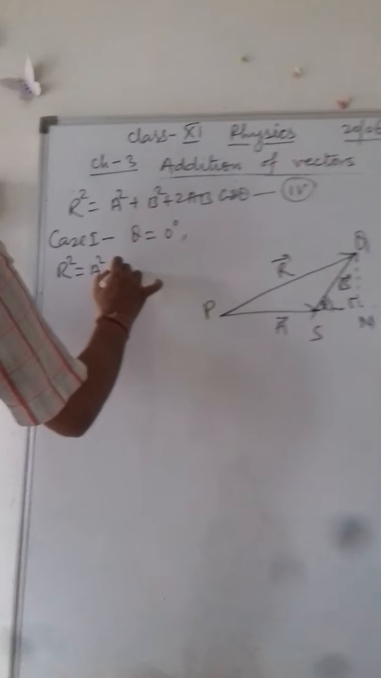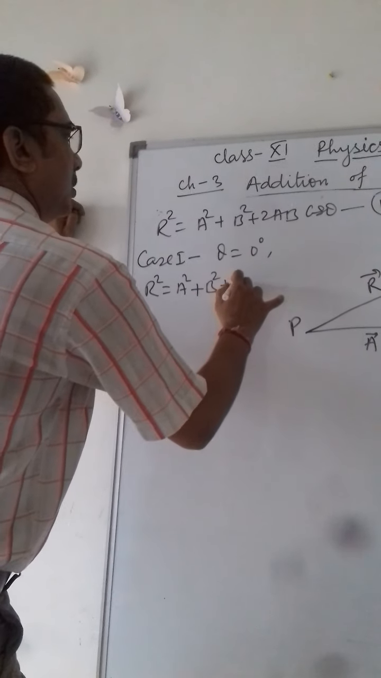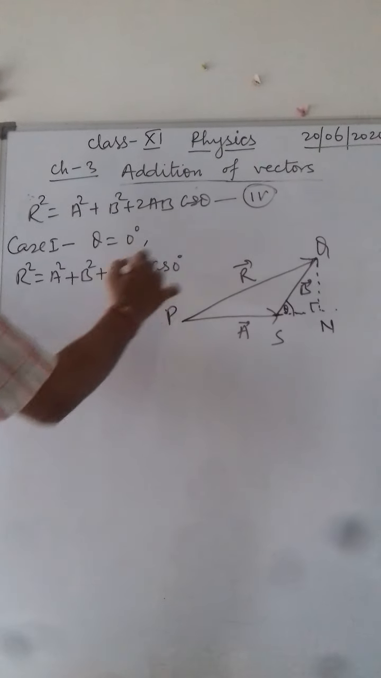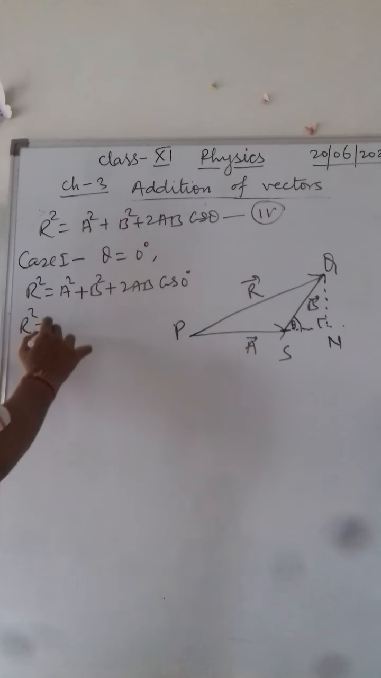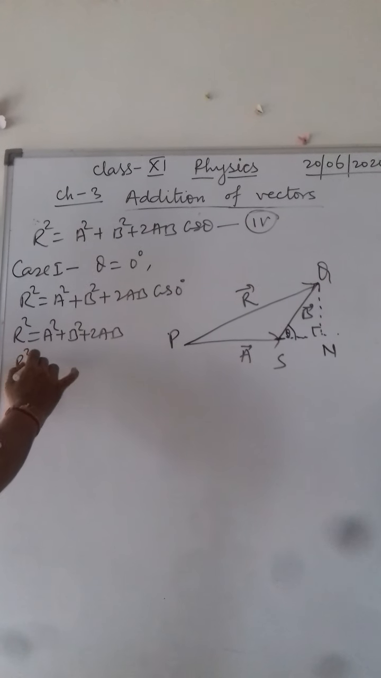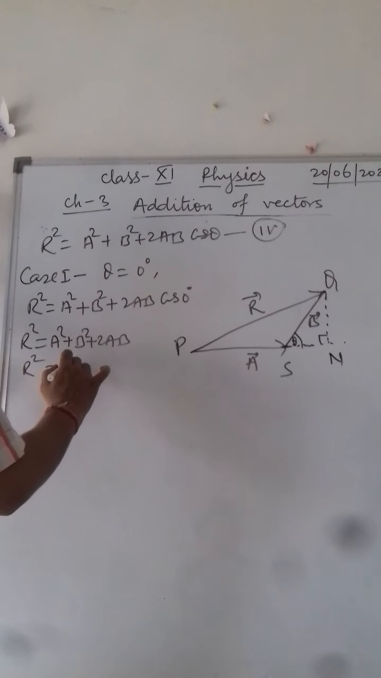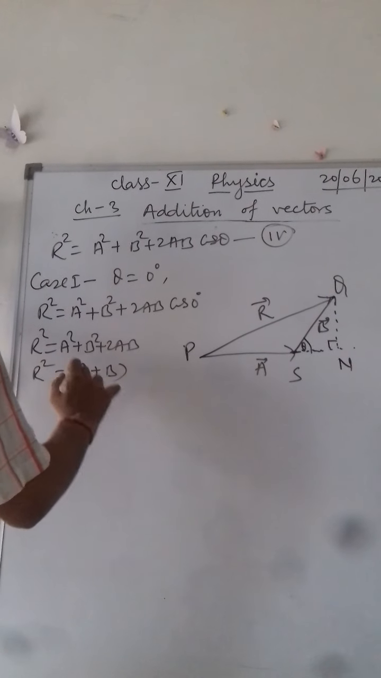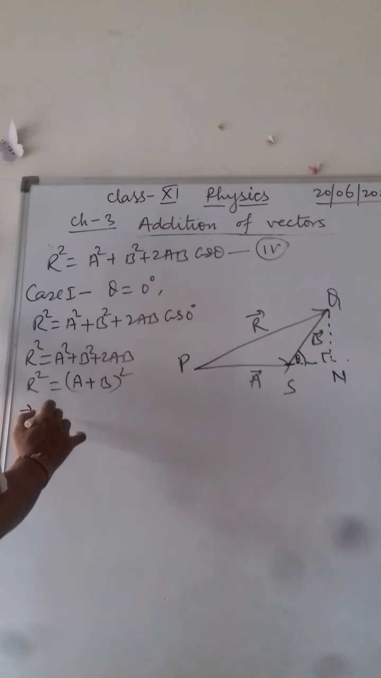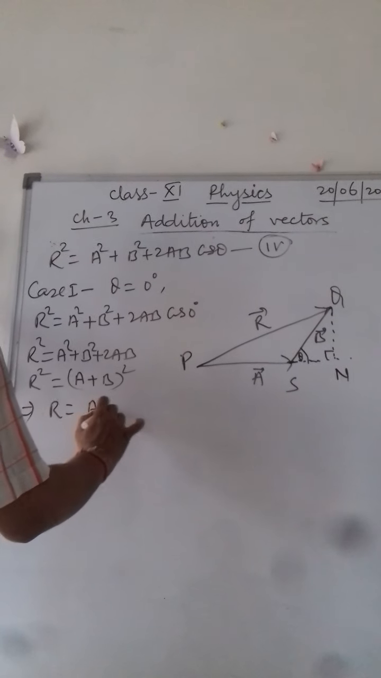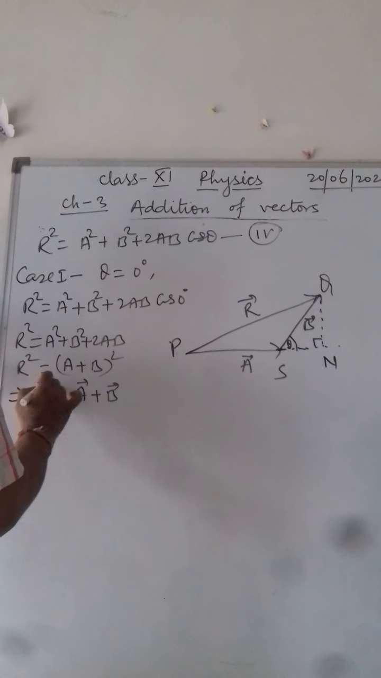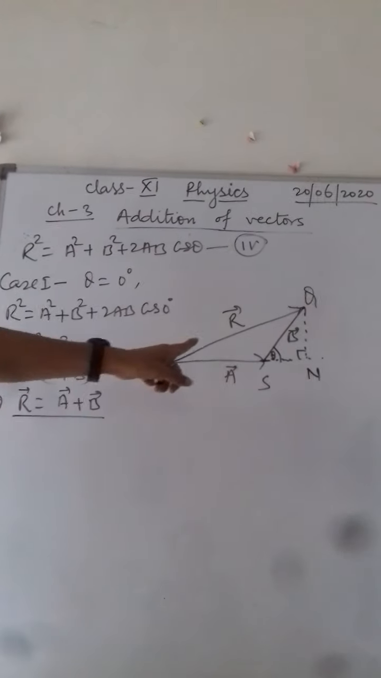R square equals A square plus B square plus 2AB cos 0. Cos 0 is equal to 1, so we can write R square is equal to A square plus B square plus 2AB, and we can also write R square is equal to (A plus B) whole square, and we can also write R is equal to A plus B. This is the relation R is equal to A plus B.